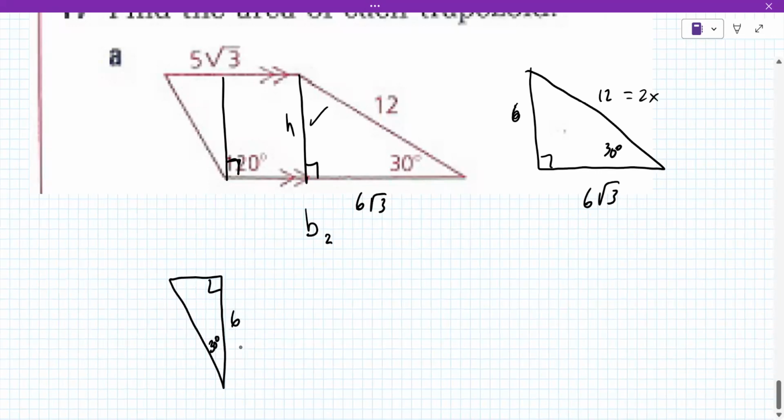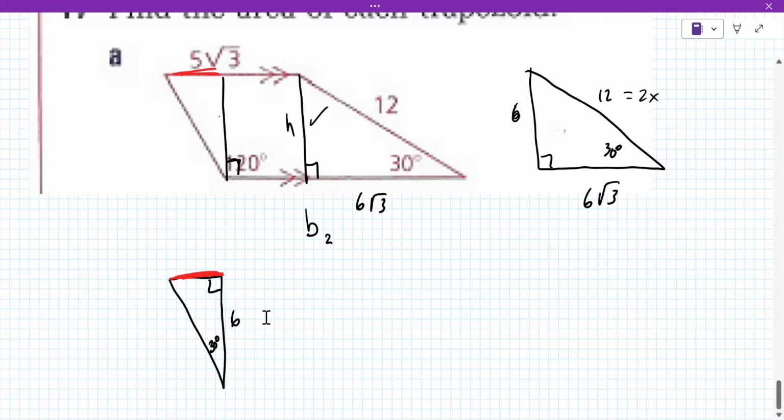And you might be wondering, well, why are we doing that? Because we really want this length down here. We're going to get it by figuring out this length at the top and subtracting it from 5 root 3. So if we could figure out the length in red here, that leads us to the length at the bottom.